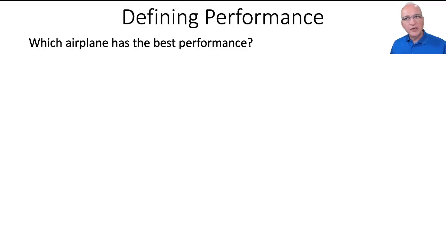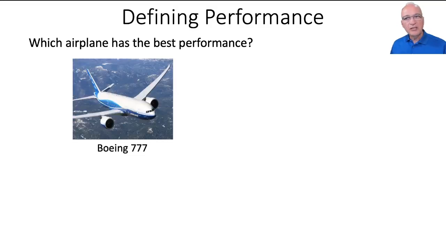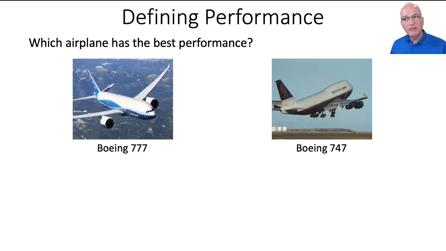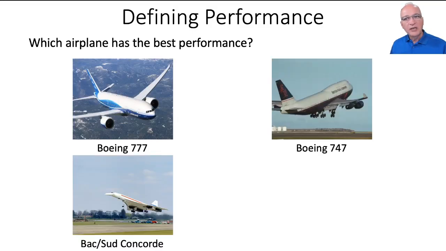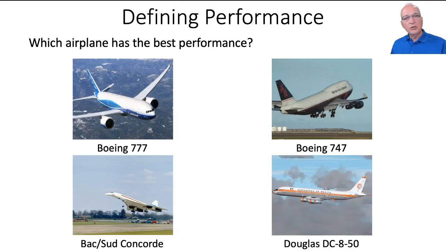First, let's try to define performance. And we'll start with this comparison of airplanes. If I ask you, which airplane has the best performance? Is it the Boeing 777? Is it the Boeing 747? Is it the Concorde, which is not flying anymore but used to be the supersonic airplane? Or is it the Douglas DC-850 airplane?